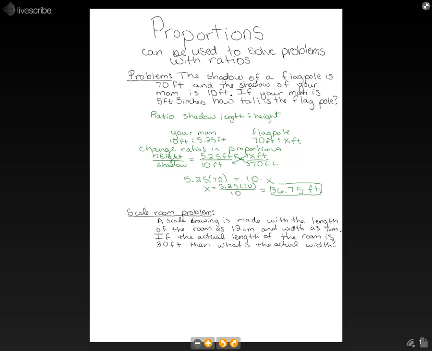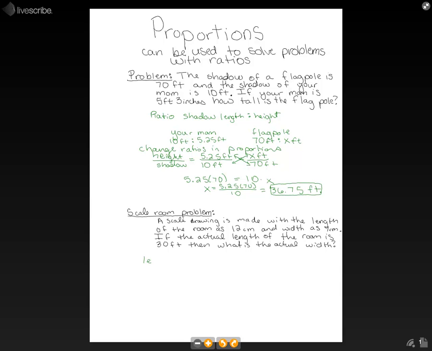So now let's do another problem with proportions, slightly different. We're going to do a scale room-like scenario. A scale drawing is made with the length of the room as 12 centimeters and the width as 7 centimeters. If the actual length of the room is 30 feet, then what's the actual width based on this scale drawing? So what we need to set up is our proportion.